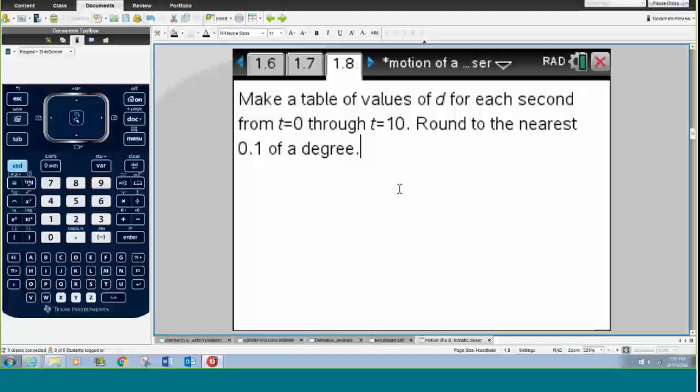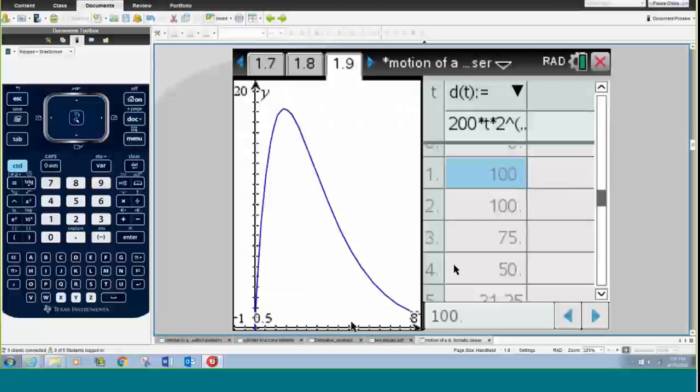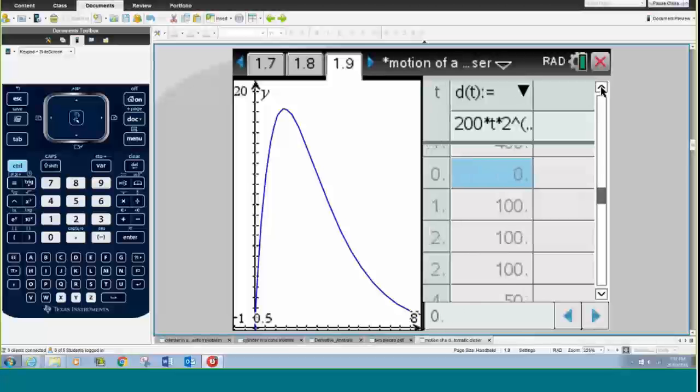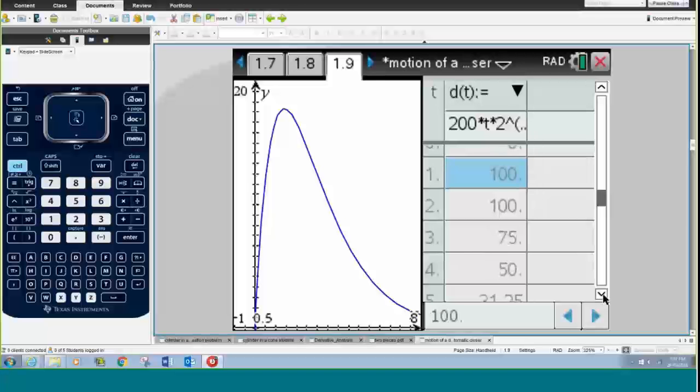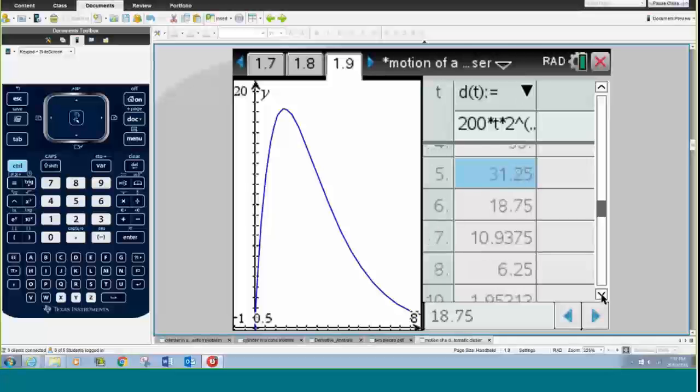So now we can also make a table of values looking for each second from 0 to 10. As Pam showed, Control T or using the menu, we can get the table of values. So the students can actually go up and down, starting at 0, after 1 second goes to 100, and after 10 seconds we see it's down.